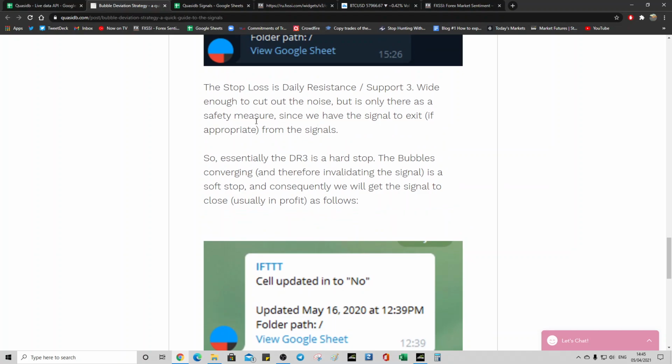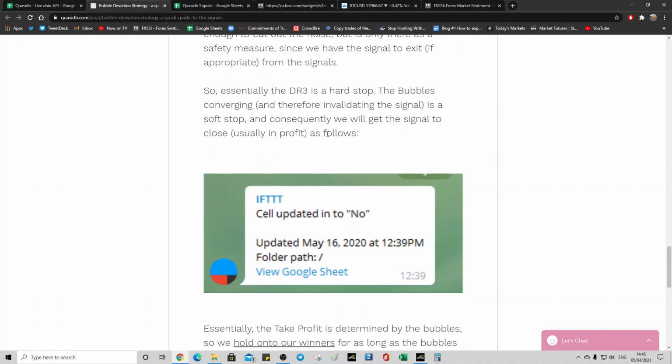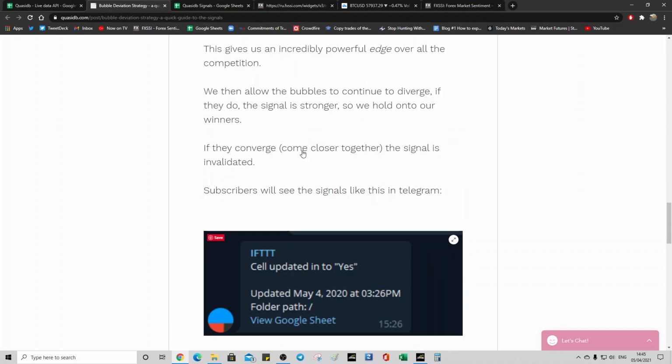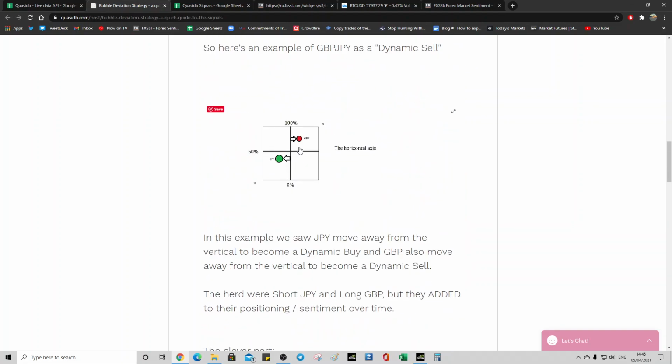This is like the worst possible, furthest you'd want your stops is the DR3 or DS3, because that's quite wide, to be honest with you. However, we do have a thing called a soft stop, and what the soft stop is, it's the bubble convergence. So this is the validation of the signal when the pound comes across and the yen comes across. But if there's a reversal on either one, then the bubbles will get closer together. When they get closer together, then we'll get a no message to say to close.